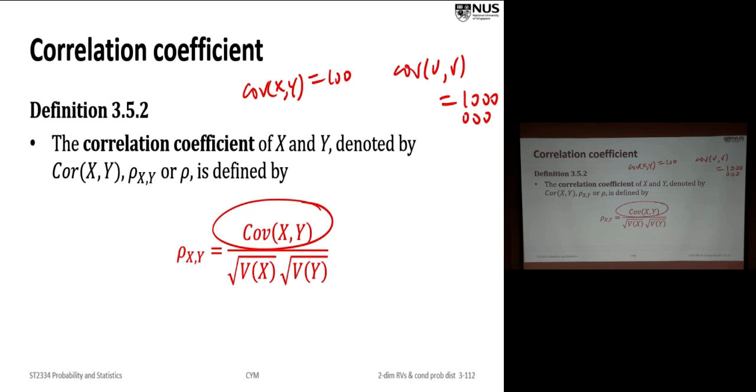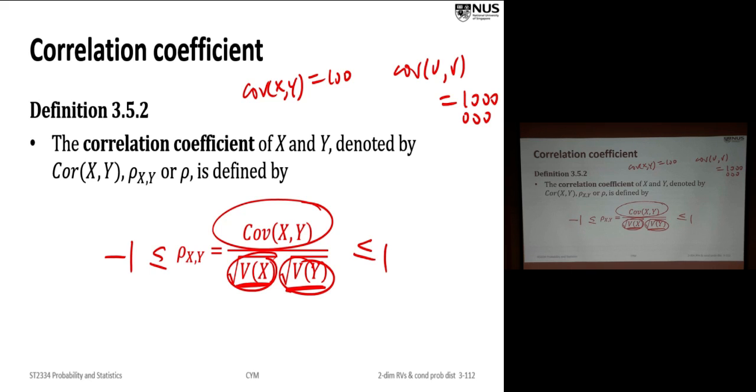So to compensate for that, we try to take into consideration the scale of x and y. So we adjust by the standard deviation of x and the standard deviation of y, which is to normalize the impact of the magnitude of x and y. After we divide by the standard deviation of x and the standard deviation of y, this number will be between -1 and 1. This we call the correlation coefficient.